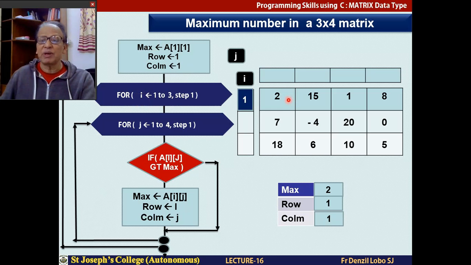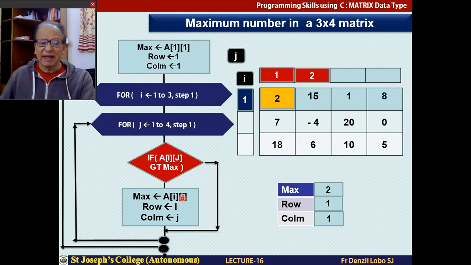Now we have assigned it outside these loops and we come in here. The value of i is going to be 1 now. Then we start traversing the row from column 1 to 4. Now j is equal to 1. I ask this question: is A11 greater than max? Of course, it is the same element, therefore it will skip and come here. Then it will come to the second element, column 2, and again ask, is A12 greater than max? Max contains 2, A12 contains 15.